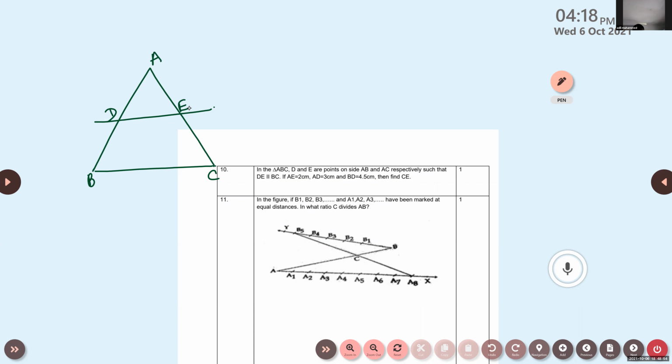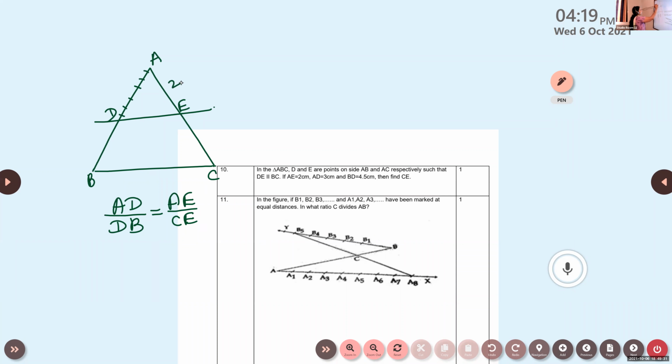AD by BD is equal to AE by CE. Yes, correct. Okay, so you draw the figure. Once you draw the figure, you will understand here. Because it is given DE is parallel to BC, therefore, we can use BPT and mark all the measurements.